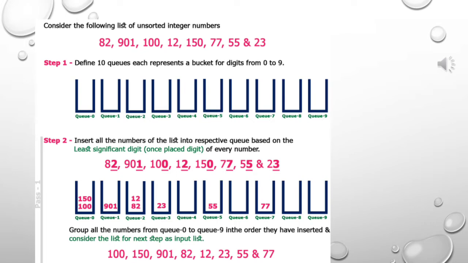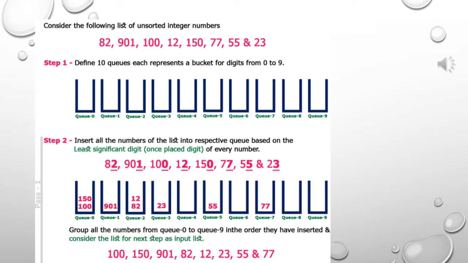Now, consider the following list of unsorted integer numbers. We have some numbers 82, 901, 100, 12, 150, 77, 55, and 23. Step 1. Define 10 queues. Each represents a bucket from digit 0 to 9. We have Q0, Q1, Q2, Q3 and so on up to Q9.